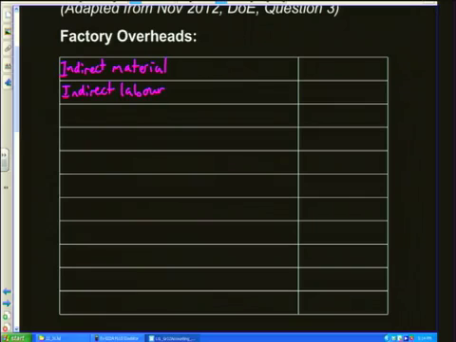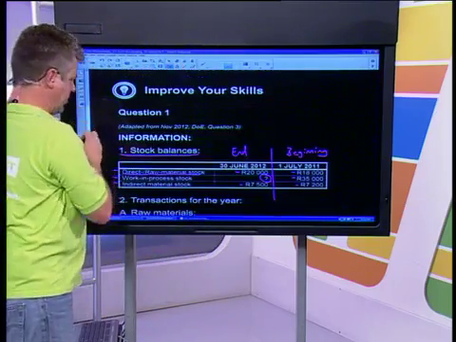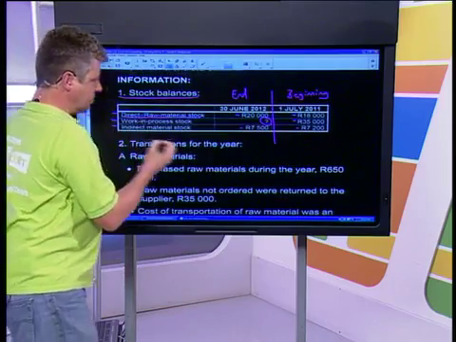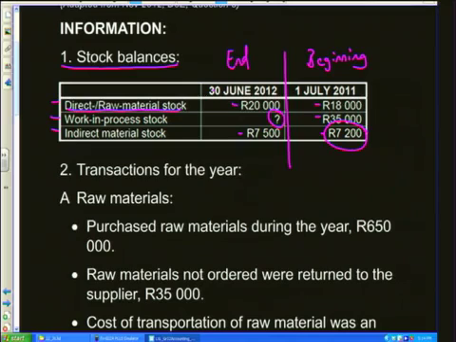So to know what indirect material is, you would have had to have answered the challenge question, but indirect material we can usually get from the information we've been given. And here they've told us what the indirect material was at the beginning of the year, and they've told us what the indirect material was at the end of the year.